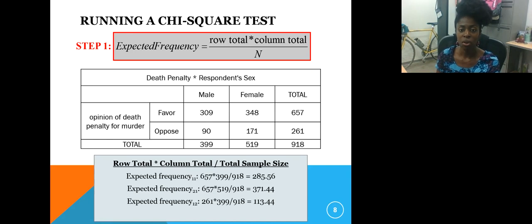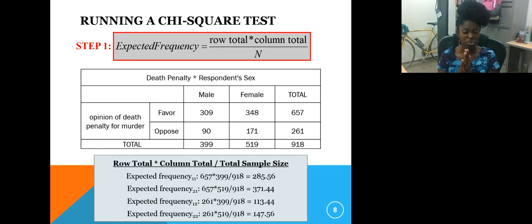Expected frequency of column 1, row 2. Column 1, row 2 has a row total of 261, column total of 399, times our 918. That has not changed, won't change, right? Unless we have a different sample. And then the final one, column 2, row 2: 261 times 519 divided by 918. So we have 148 people.